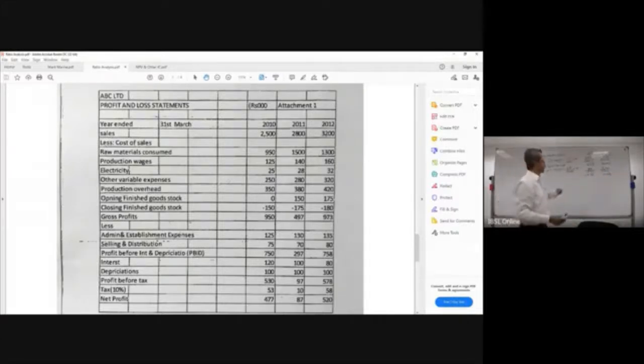So what is the message given here? When you have sales of 1 rupee, it generates just about 16 cents of net profit. So for the year 2012, when you have 1 rupee of sales, it generates 16 cents of net profit.